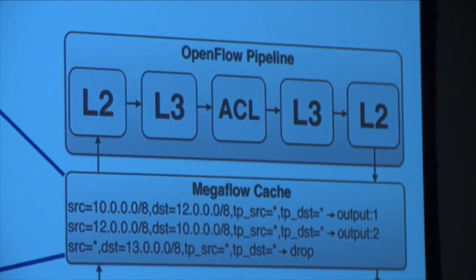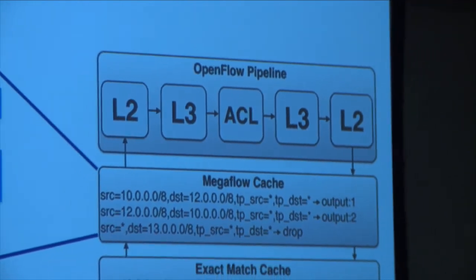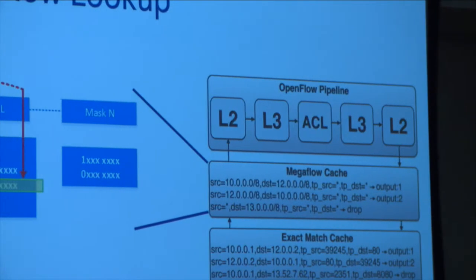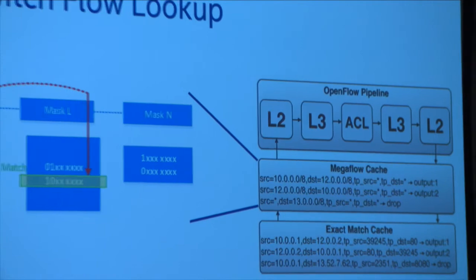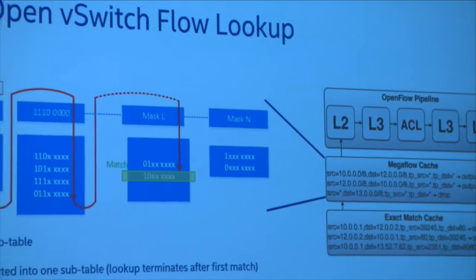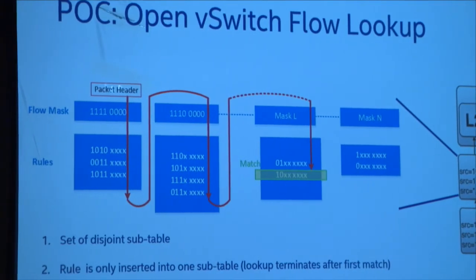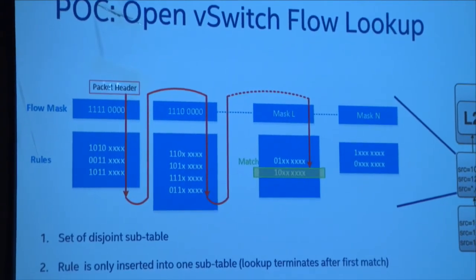So what they did is they have split the rules into tuples, where each tuple is matching on a given flow mask. And they did a very good job in inserting rules into this tuple so that when you have a match, there is only one and only one match.